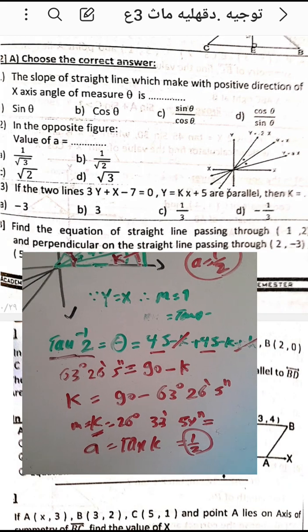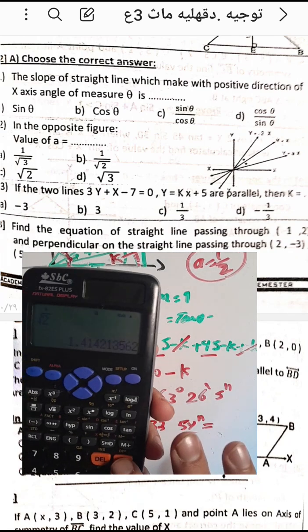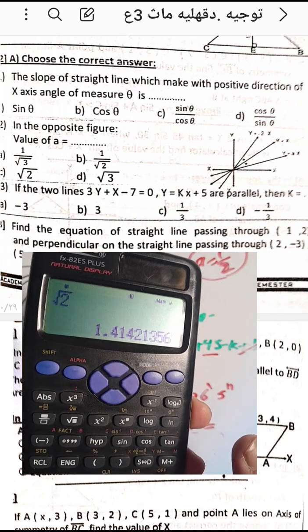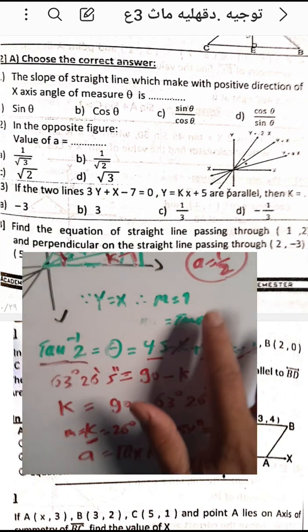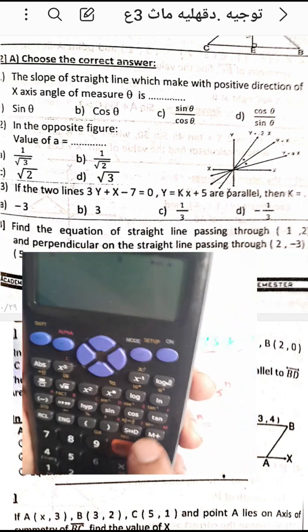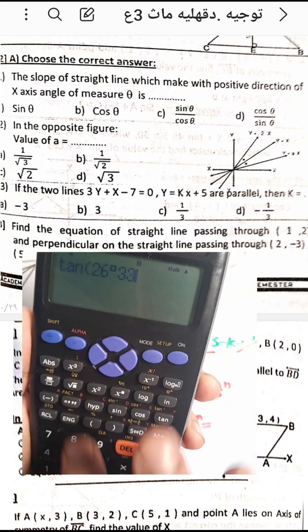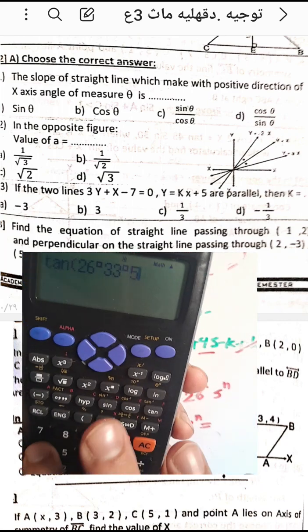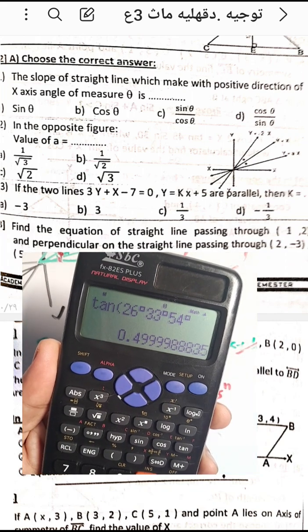Again, using the calculator to find tan of this angle, it will be root 2, because root 2 is 1.41. Okay, using the calculator again to find tan of this angle, write tan 26 degrees 33 minutes 54 seconds. It will be 0.4999.